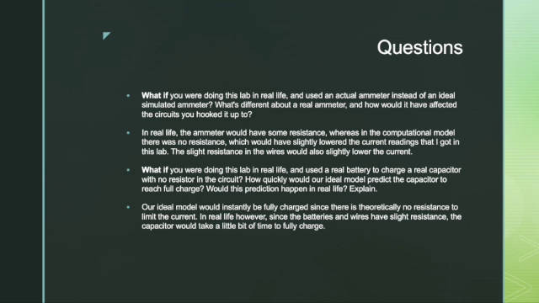What if you were to do this lab in real life and used a real battery to charge a real capacitor with no resistor in the circuit? How quickly would our ideal model predict the capacitor to reach full charge? Would this prediction happen in real life? Our ideal model would instantly be fully charged since there is theoretically no resistance to limit the current from the battery to the capacitor. In real life, however, as we mentioned earlier, the batteries and the wires would have slight resistance, and the capacitor would take a little more time to fully charge.